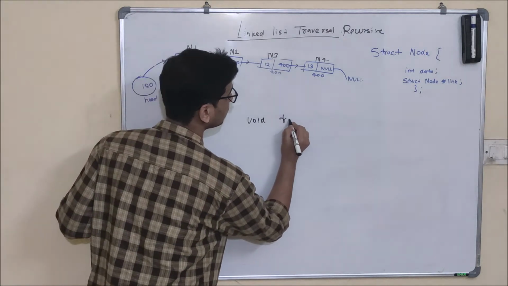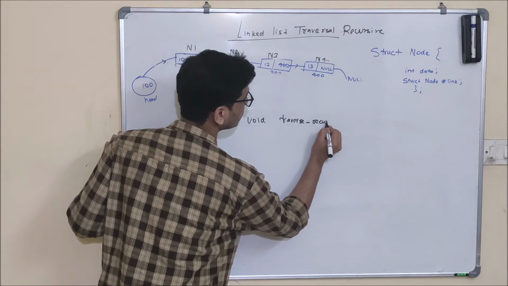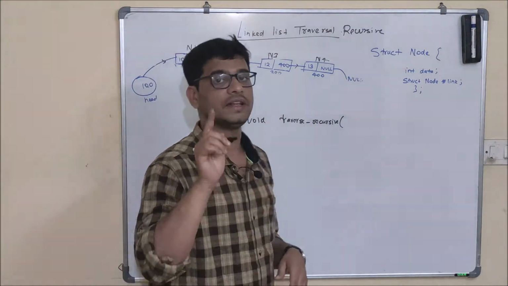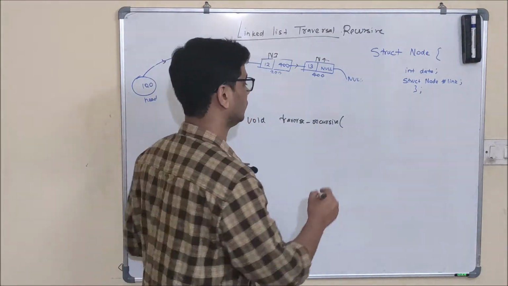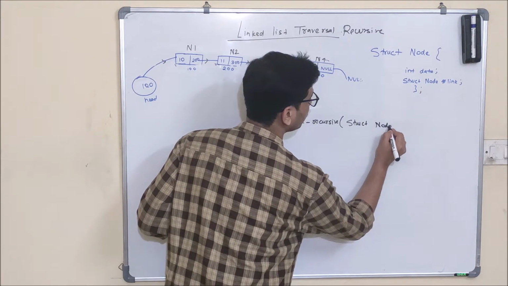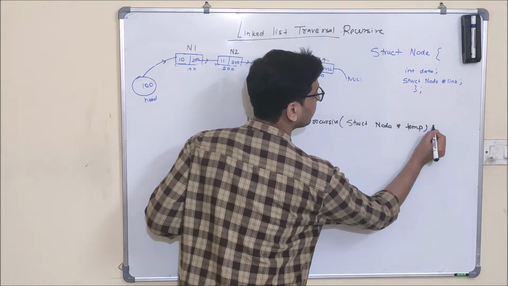Void traverse recursive. So what will it take as a parameter? It will take the starting address of the linked list. Struct node star, let's name this pointer temp.